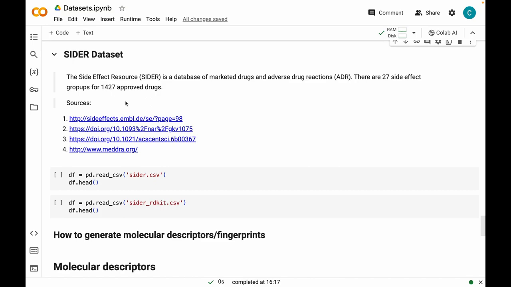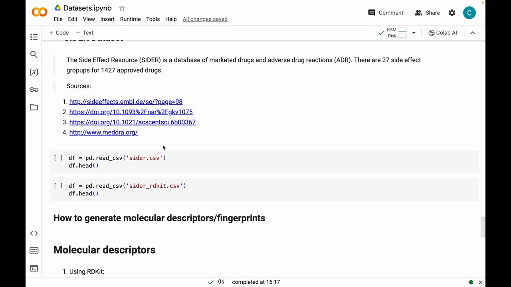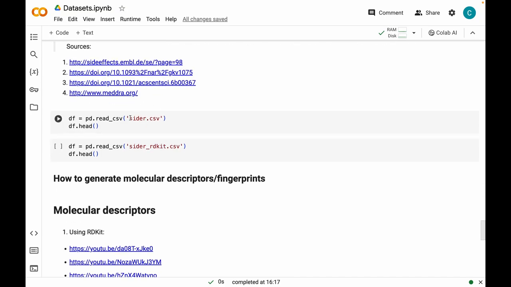Next, I want to talk about the SIDER dataset. SIDER stands for Side Effect Resource, which is a database of marketed drugs and adverse drug reactions. There are 27 side effects which have been listed in this dataset for 1427 approved drugs. There are various resources. If you want to dig deep into this SIDER database, you can just visit these websites. Here, I'm just going to be talking about the dataset, which is stored in the SIDER .csv file.